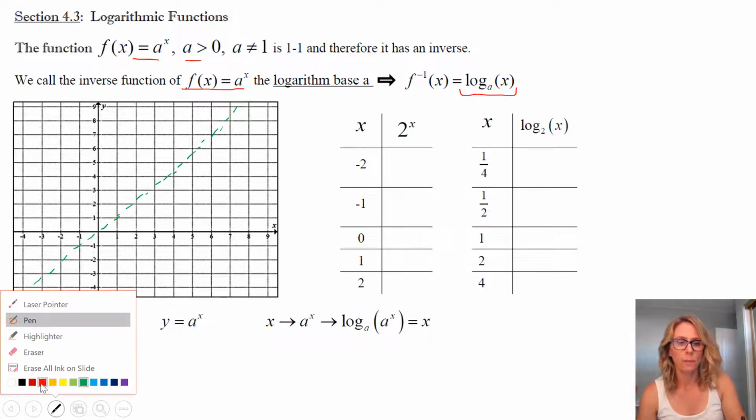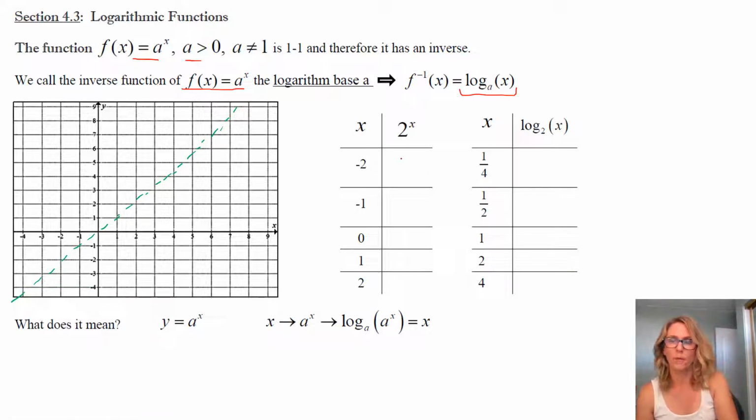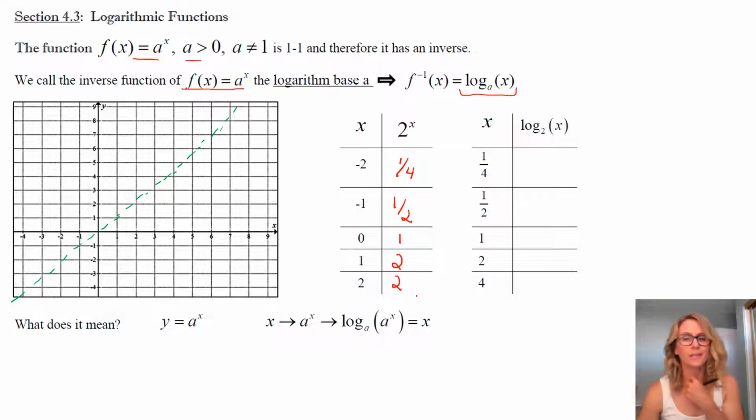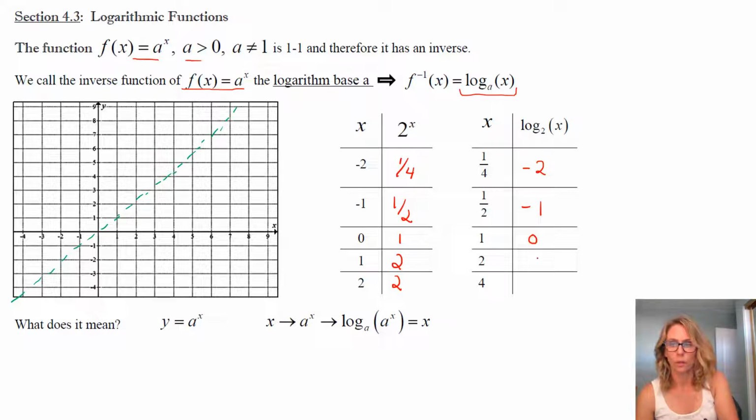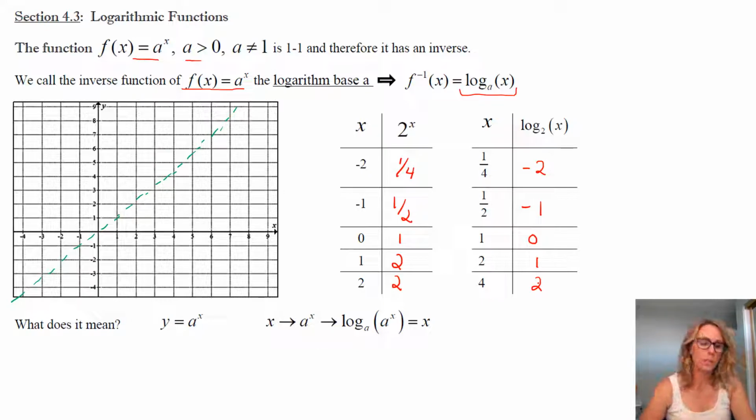Then let's remind ourselves from the first section, we have the values for 2 to the x. We already did these, I'm not taking them out of thin air. You should have these in section 4.1. Because of the reflection over the line y equals x, a function and its inverse have their x's and their y's switched. So I don't actually need to do any work here. Just remember that fact so that we can find the values for our logarithmic function, which I'm going to talk about in just a minute.